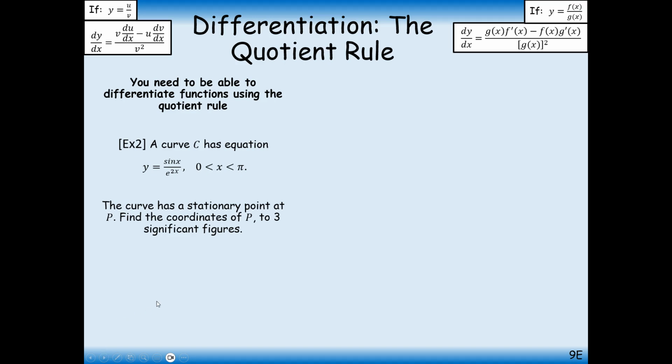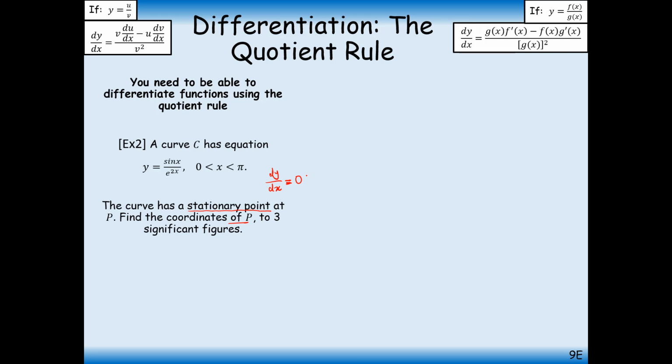Alright, so in this example, we have sine of x on top of e to the power of 2x. And what we are asked to find is a stationary point. The meaning of a stationary point is when dy by dx, we have to figure out what this expression is and set it equal to 0 to solve for the coordinate of p.